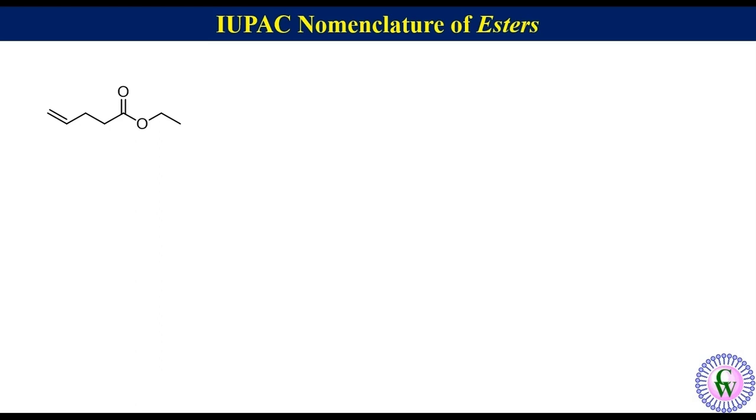In this example, R prime is ethyl. This is the parent chain with 5 carbon atoms. Numbering will be 1, 2, 3, 4 and 5. Here we can see that the position of first carbon of alkene is 4. So the IUPAC name will be ethyl pent-4-enoate.